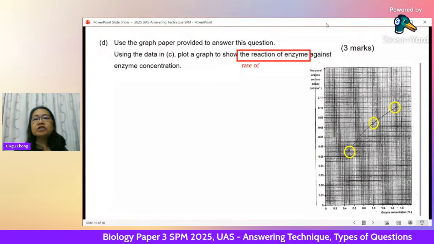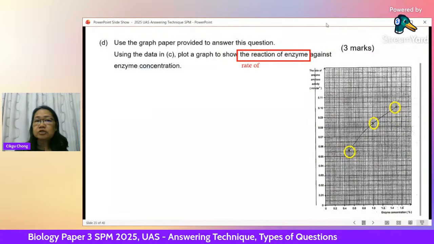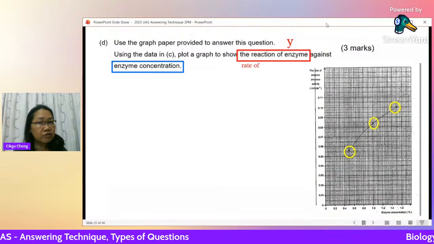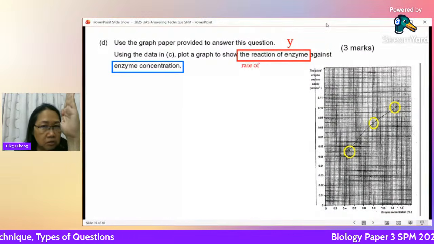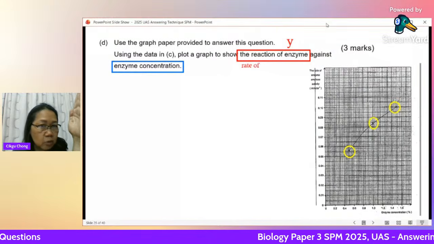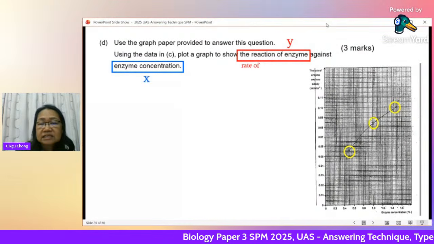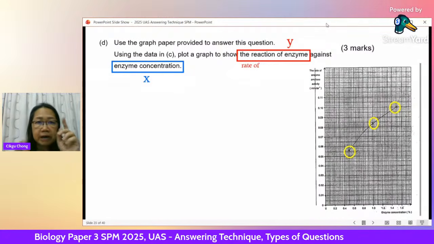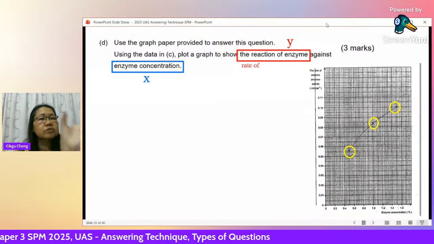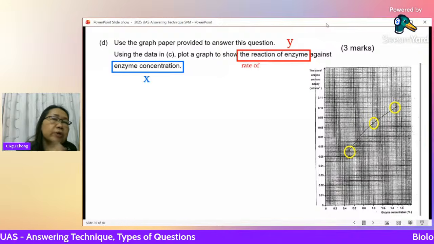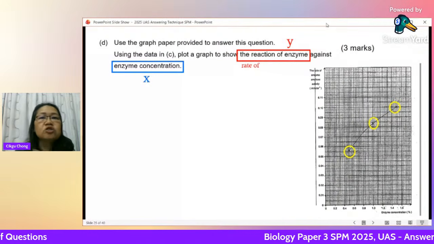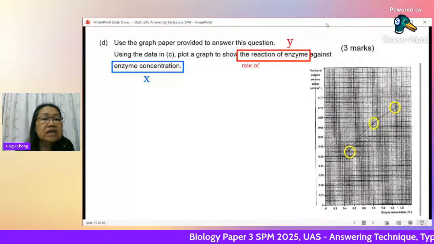Reaction of enzyme, rate of reaction of enzyme is your Y because this is your RV. RV is always on your Y. Then your X is your MV. You can also find out which is your Y and your X by reading the question. It's always Y against X, not X against Y. Okay, this is how they draw graphs.